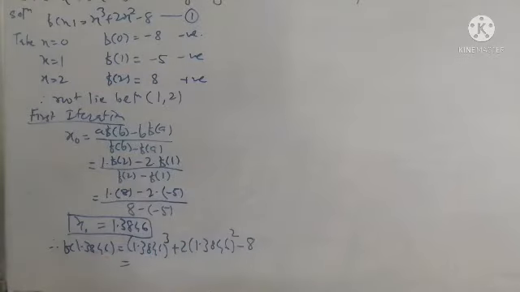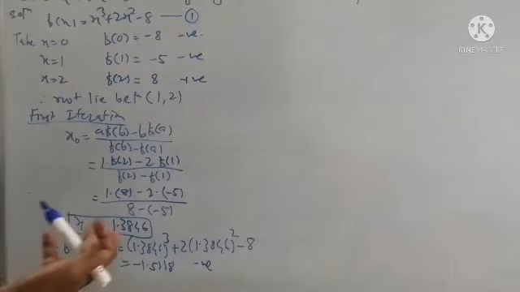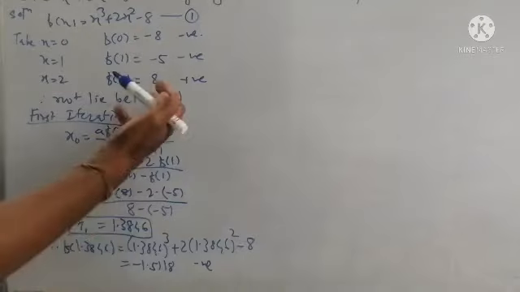Again using calculator we get the value of function at 1.3846 is equal to minus 1.5118. That means the function at 1.3846 has a negative value. That means 1.3846 is not a root. So we have to take the next iteration to find the root of this algebraic equation, as we are finding this root in interval 1, 2.